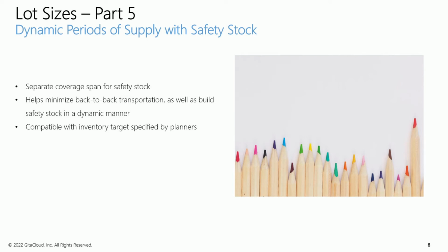Planners can specify an inventory target, and let IBP choose the greater of the 2, inventory target, and the demand in the safety stock coverage span.